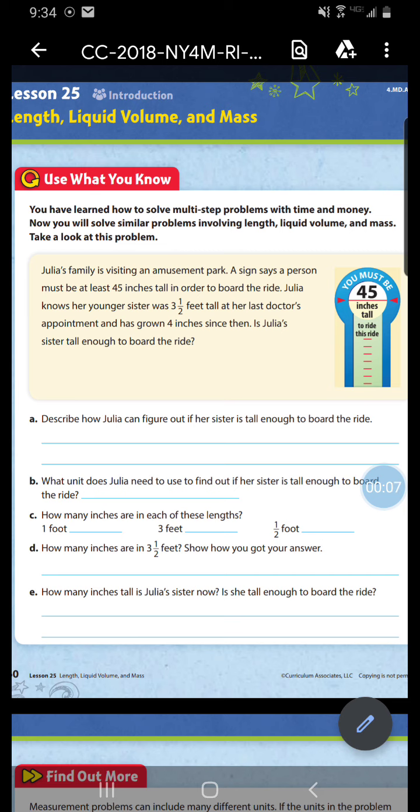You have learned how to solve multi-step problems with time and money. Now you will solve similar problems including length, liquid volume, and mass. Let's take a look at this problem.